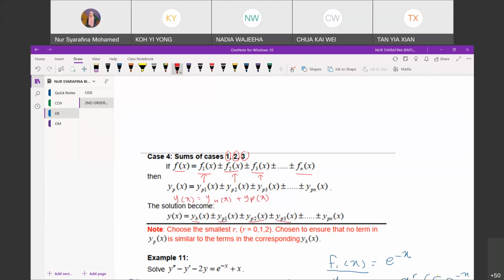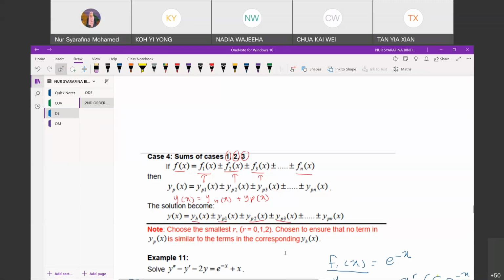Okay. Then, of course, we choose the smallest r from 0, and then we have to make sure there is no similar term between yH and yP. That is the same procedure. Okay, the steps are exactly the same. All right, but now in terms of types of function, which cases does the function follow?